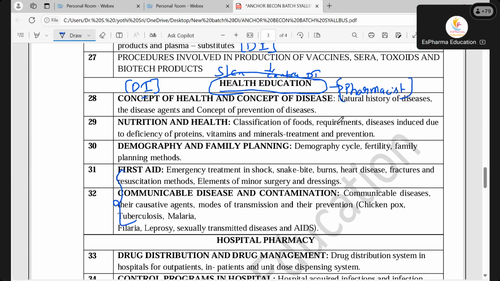Subject of pharmacist, right? They will only deal with this. Drug inspectors won't deal with it.